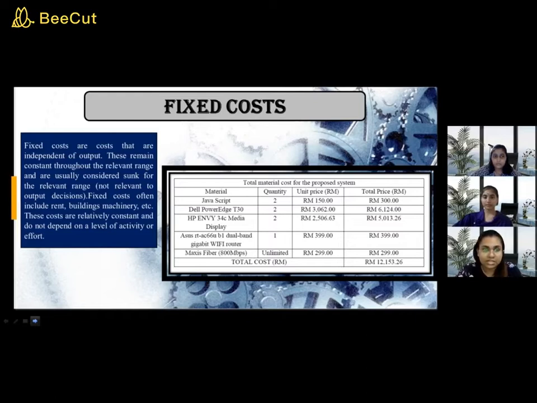Quantity for the SSR3 AC66UB1 dual band gigabit Wi-Fi router is 1, and the unit price is 399 ringgit and the total price is 399 ringgit. Quantity for Maxis Fiber 800 Mbps is unlimited. Unit price is 299 ringgit and the total price is 299 ringgit. Total cost for this is 12,153 ringgit and 26 cent.